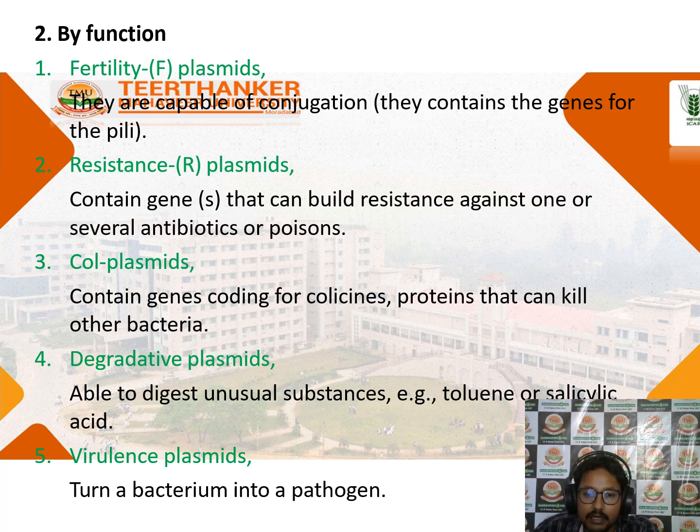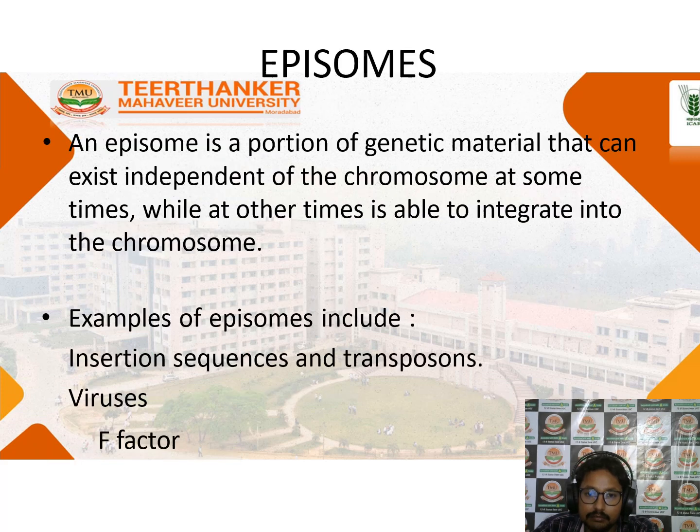There are degradative plasmids, which are able to digest unusual substances like toluene or salicylic acid, and virulence plasmids, which make a particular bacterium into a pathogen. And next, coming to the episomes. An episome is a portion of genetic material that can exist independent of the chromosome at some times, while at other times it can be integrated into the chromosome. Examples include insertion sequences and transposons, which are nothing but jumping genes, where they can exist independently, or otherwise be incorporated into the main genome itself.